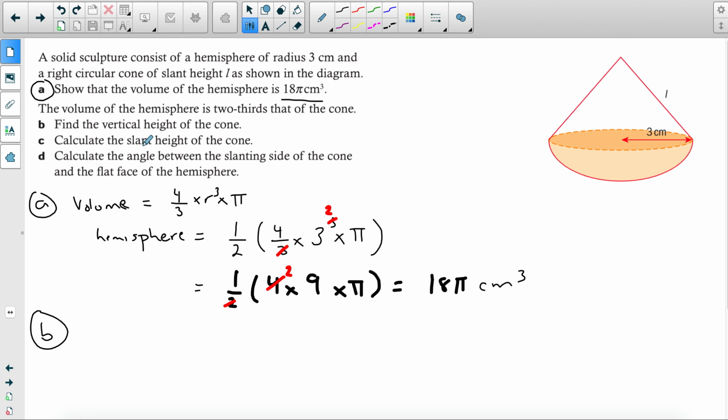Now, the volume of the hemisphere is 2/3 that of the cone. So that's very important information that we have here. Again, the volume of the hemisphere, which is 18 pi, is equal to 2/3 that of the cone. So it's 2/3 of the volume of the cone. Just try to understand that sentence. So we need to find the vertical height. The fact that they gave us this information should be a hint as to what you'll have to do.